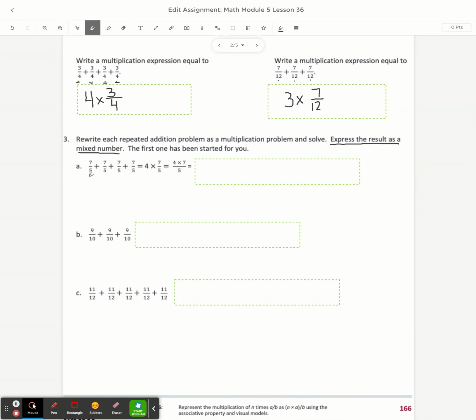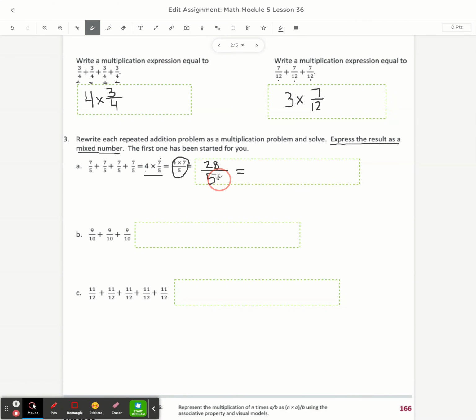So we have 7/5 plus 7/5 plus 7/5 plus 7/5, which is the same thing as 4 times 7/5. And they just rewrote the multiplication part out like this. That's totally fine. But basically what we're doing is multiplying that whole number times the numerator. So 4 times 7 is equal to 28, and the denominator does not change. So we have 28/5. But now we have to do one more thing. We have to write our answer as a mixed number.